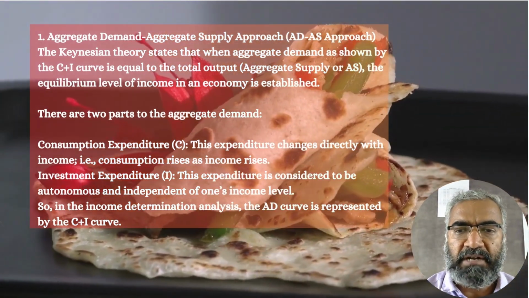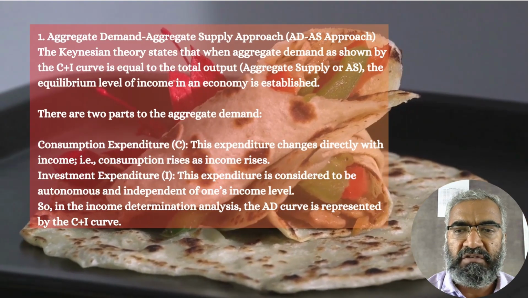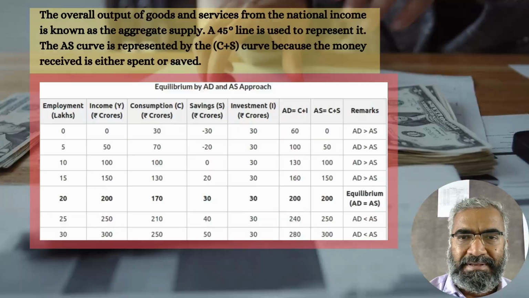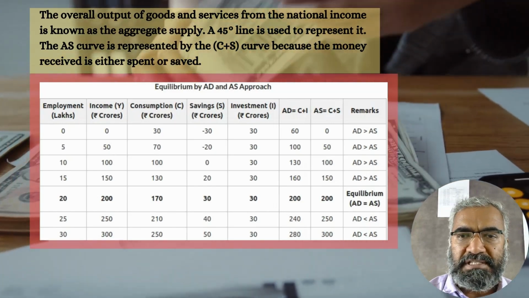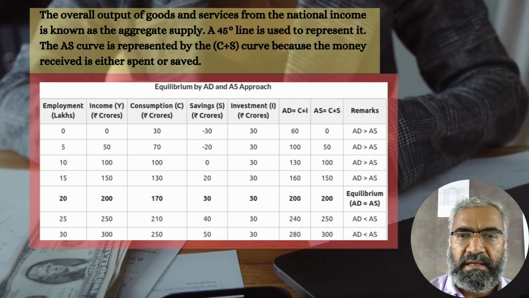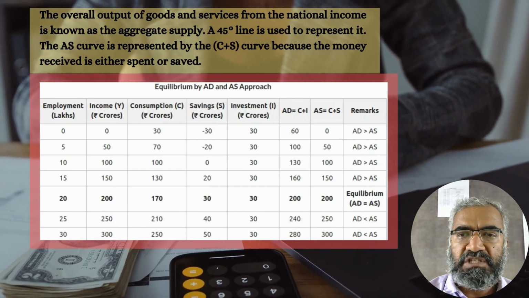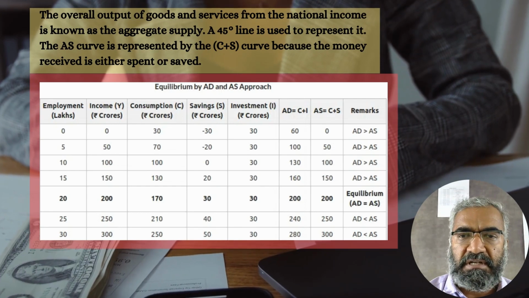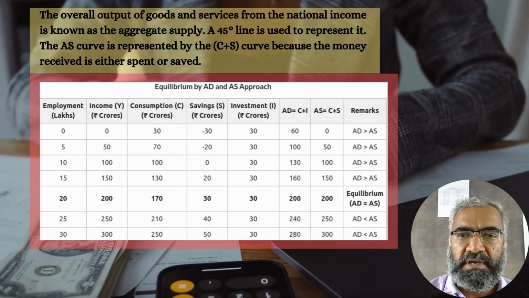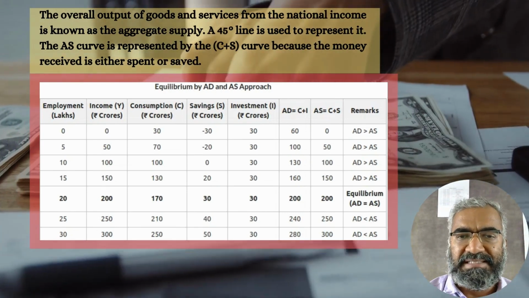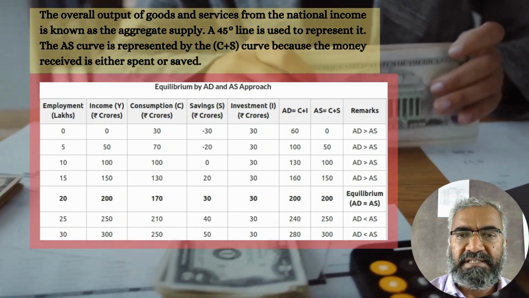So, in the income determination analysis, the AD curve is represented by the C plus I curve. The overall output of goods and services from the national income is shown as the aggregate supply. A 45-degree line is used to represent it. The AS curve is represented by the C plus S curve because the money received is either spent or saved. We can understand this by the given table below.